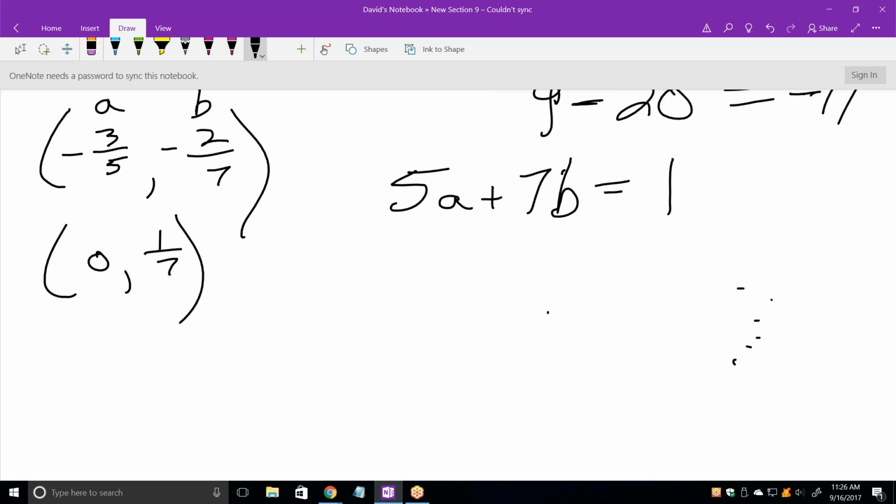First of all, which is the easier one to determine, the first point or the second point? Probably the second one. If I plug in 0 for A and 1/7 for B, that one works. So we know the second point works. Now let's see if the first one does.